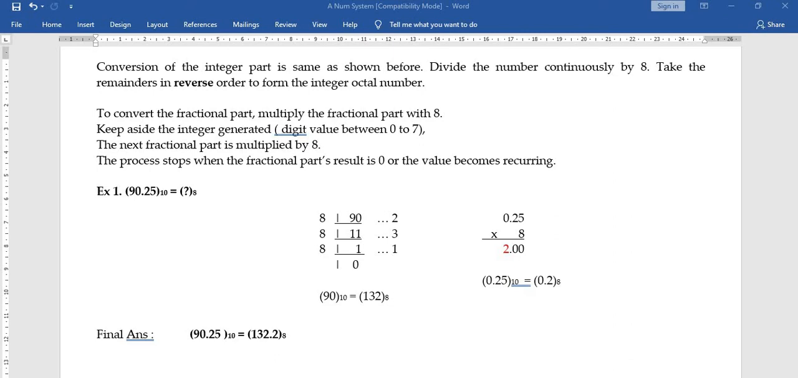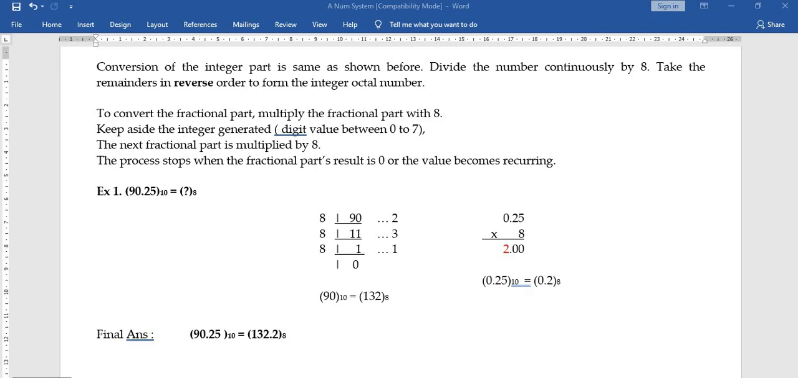So the integer part, which is on the left side of the decimal, gets converted in the usual way that was shown before. But to convert the fractional part, which is on the right of the decimal point, multiply the fractional part with 8. Keep aside the integer generated, which is going to be one digit, which will range between 0 and 7. The next fractional part is again to be multiplied by 8. And in this way, it will carry on either till the fractional part becomes 0 or the value becomes recurring.